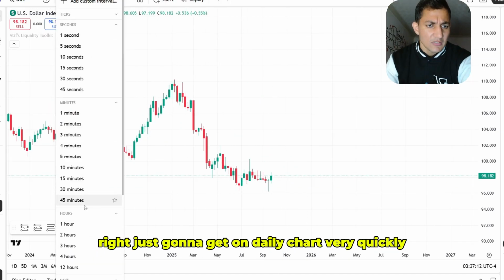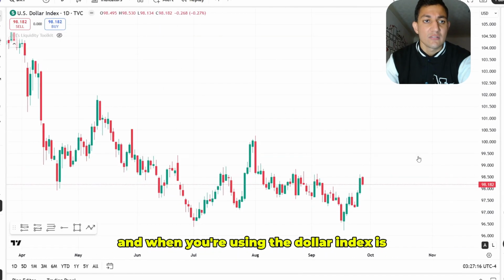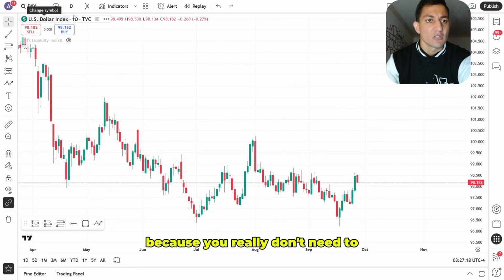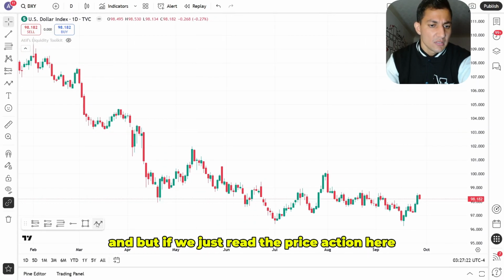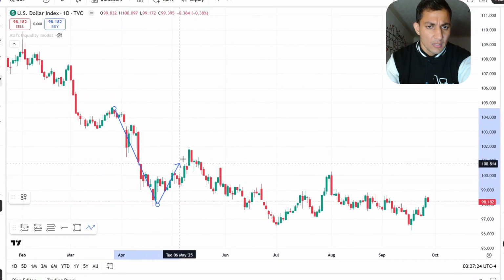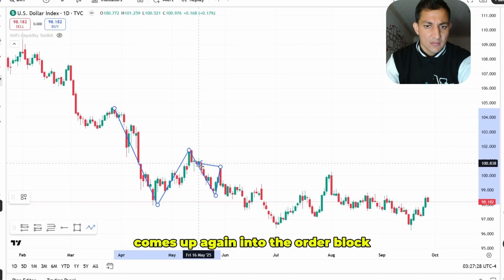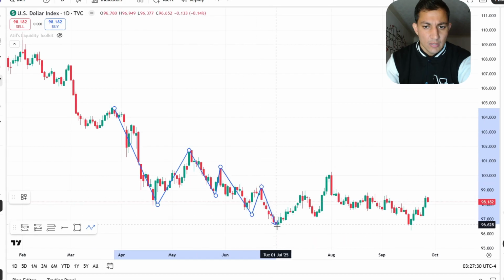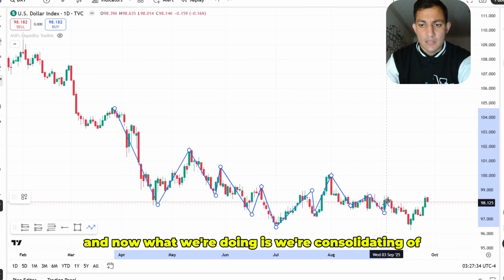I'm just going to get on the daily chart very quickly, because I want to show you this. When you're using the dollar index, you don't want to go below the daily chart, because you really don't need to. But if we just read the price action here, can you see how the dollar dropped, comes up again into this fair value gap, comes up again into the order block, and again, can you see how we just take liquidity? And now what we're doing is consolidating.